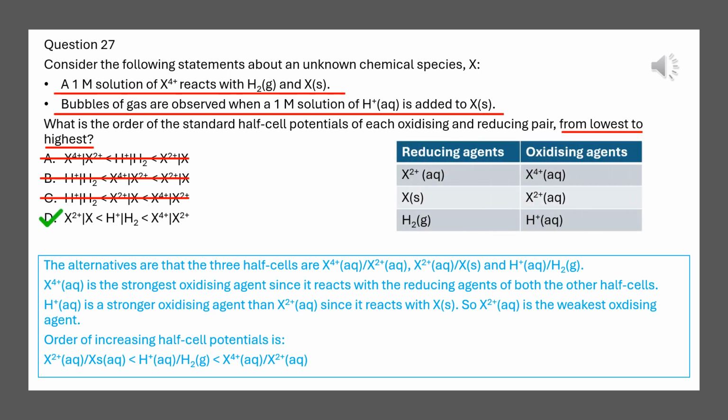Hydrogen gas and hydrogen ions are different substances. Hydrogen gas is a reducing agent and hydrogen ion is the oxidizing agent. This situation is the same as X ions and X metal.